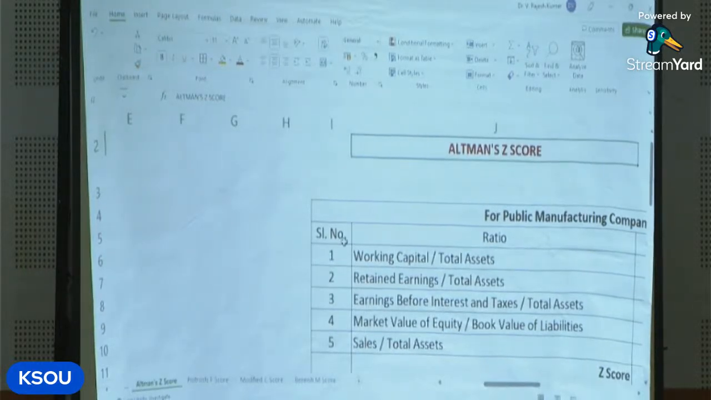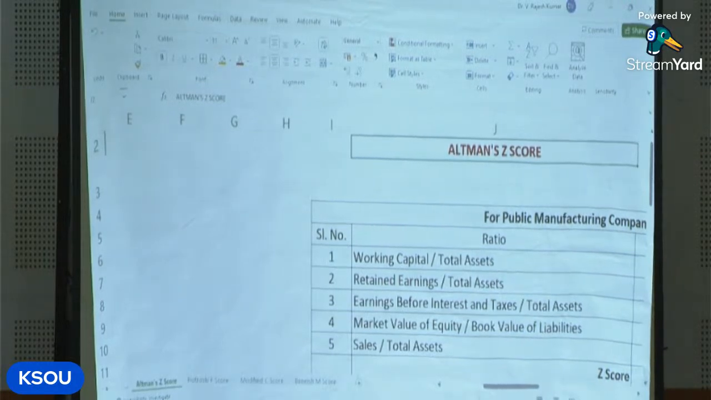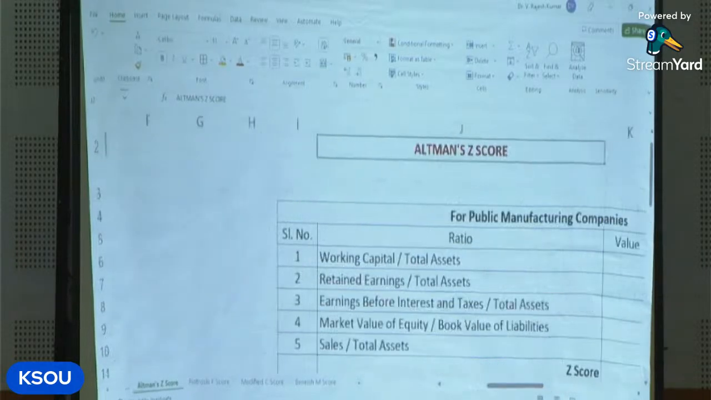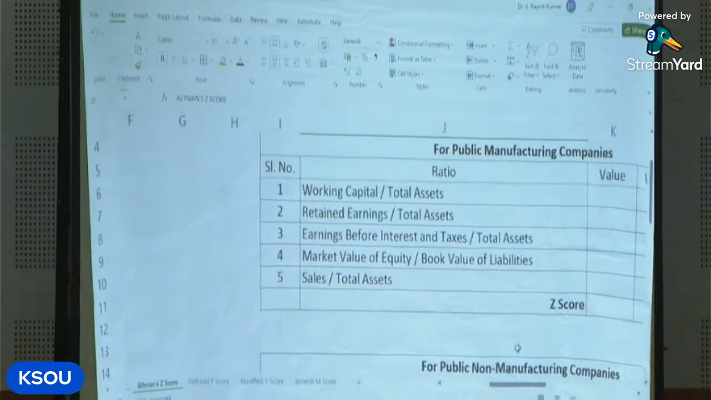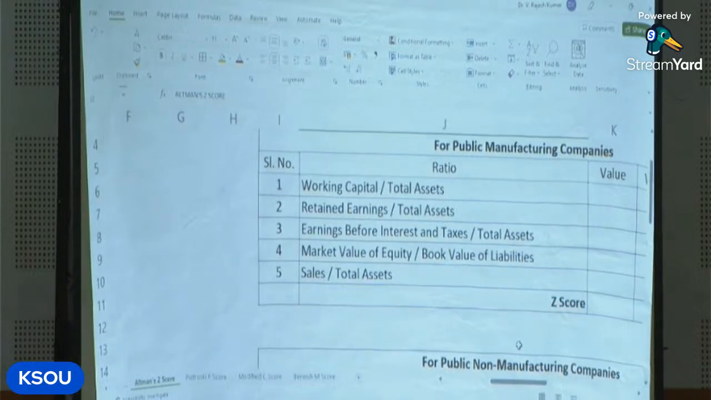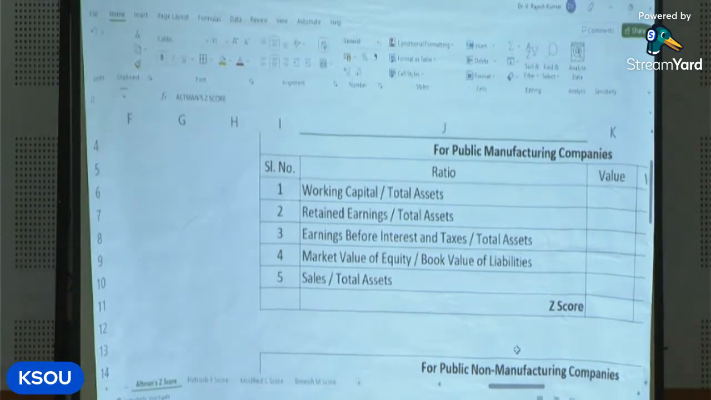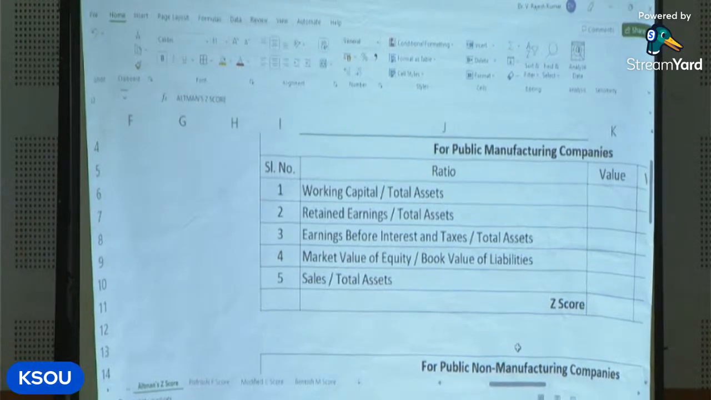Now, how to measure this Z-score? Friends, all of us know research. Most of us are doing research. Friends, how do we analyze data, research data?